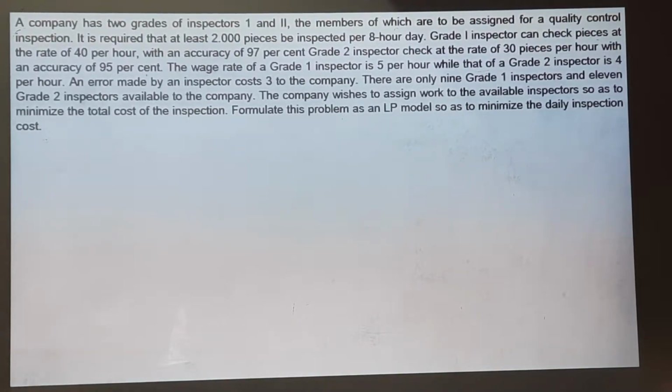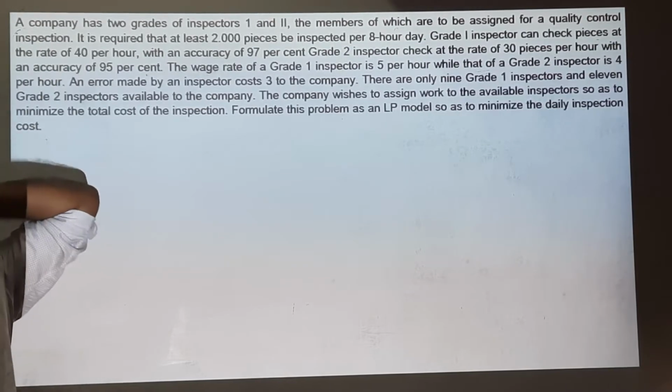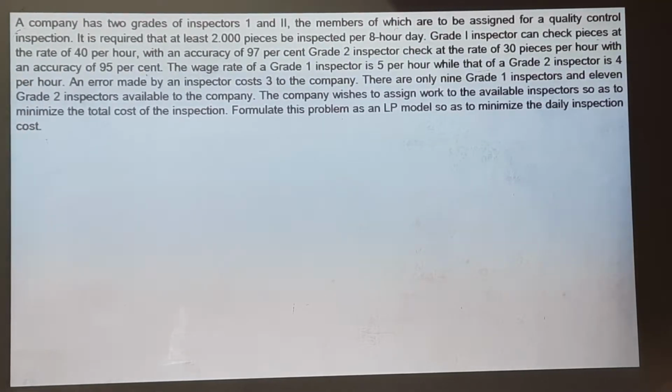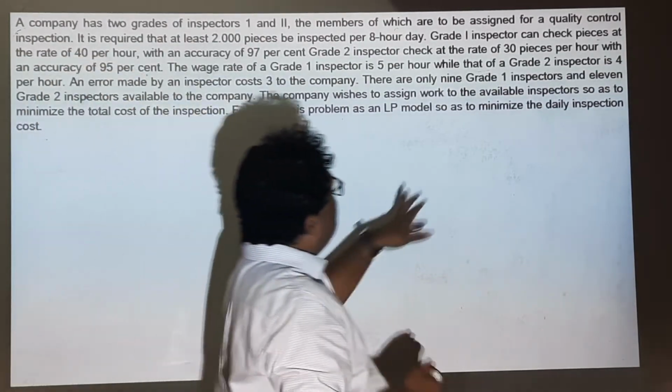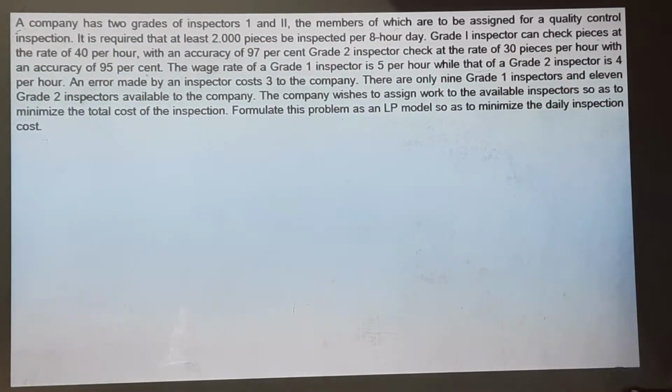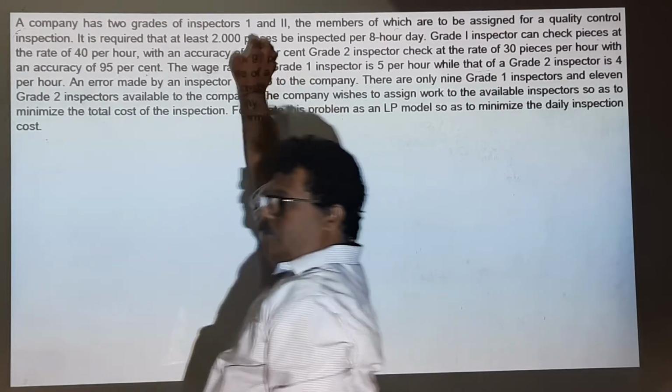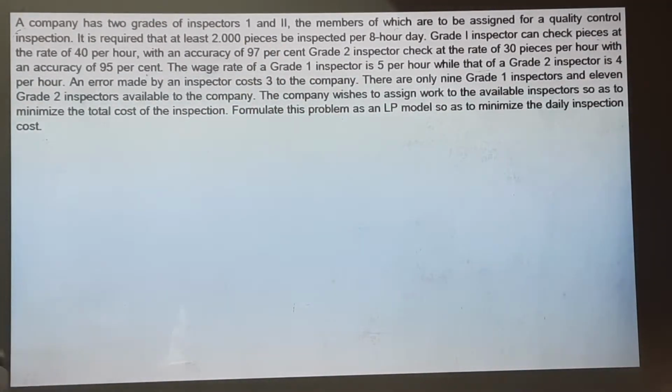Now, what is the rate of doing work? Grade 1 inspector is faster. They will check 40 units of products in 1 hour, whereas grade 2 inspectors check 30 units in 1 hour. That is why they are grade 2. But there is a problem. Sometimes the defective pieces will be allowed to go through the inspection process. Some wrong stuff. So they are not perfect.